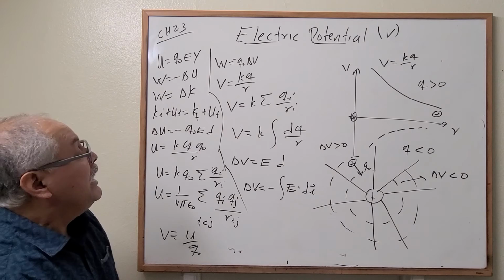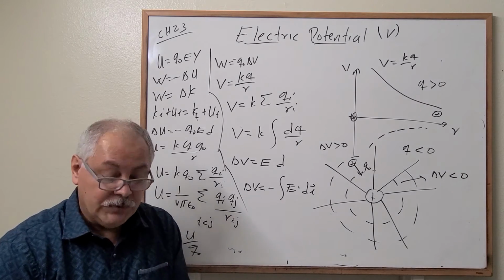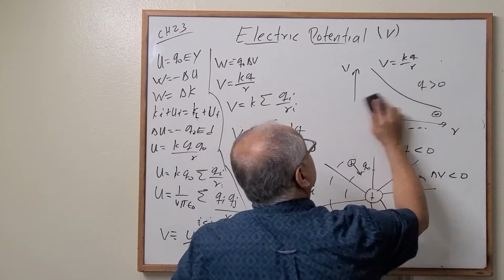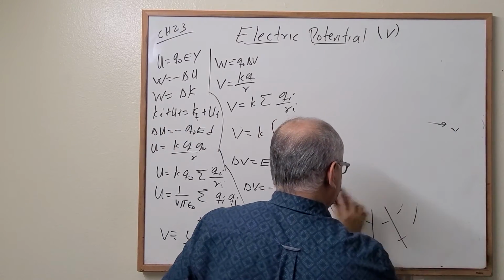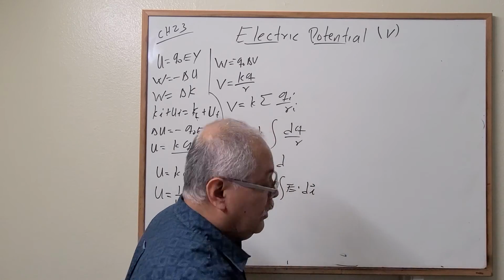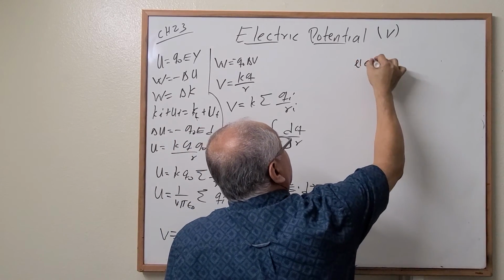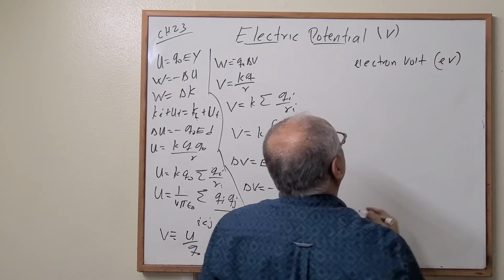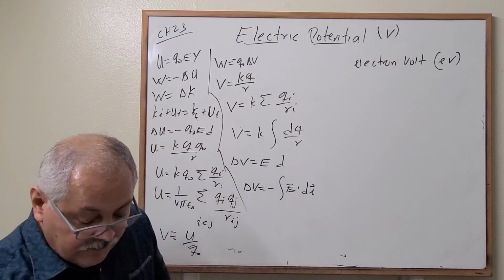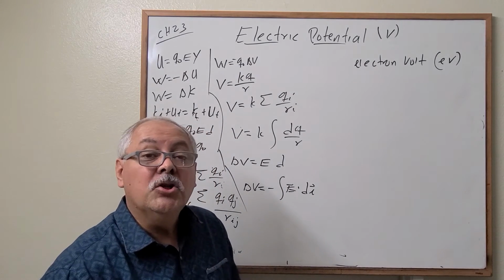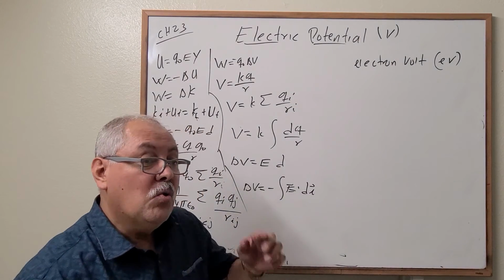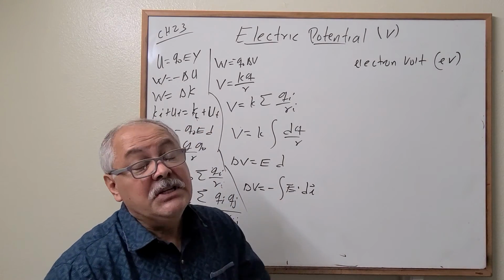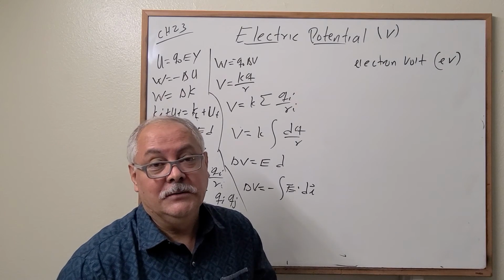Perfect. Now let's go for the last topic for this chapter, and that's going to be the electron volt. The electron volt, EV, is just the energy gained or lost by an electron when it moves through a potential difference of 1 volt.